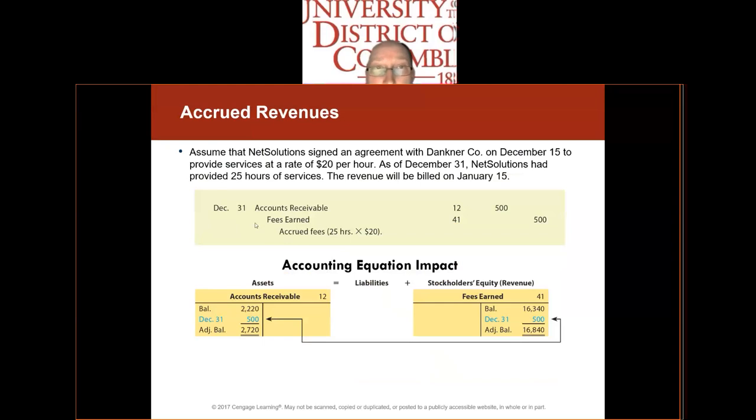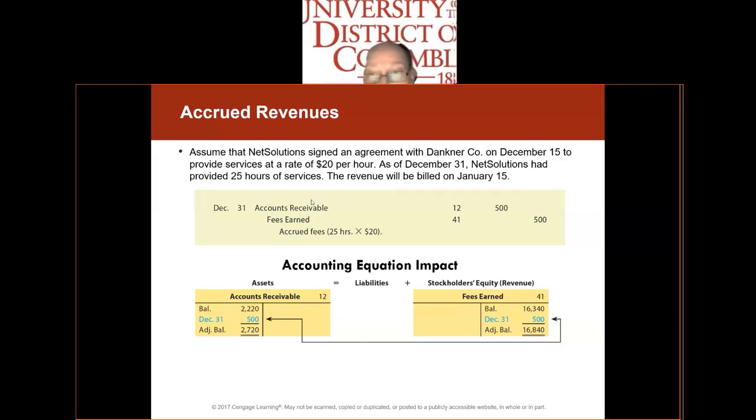Okay, let's go through an example of accrued revenue. Our company, NetSolutions, signed an agreement with one of our customers on December 15th to provide services at a rate of $20 per hour. By the end of that month, we provided 25 hours of service. We're going to send them the bill on January 15th.